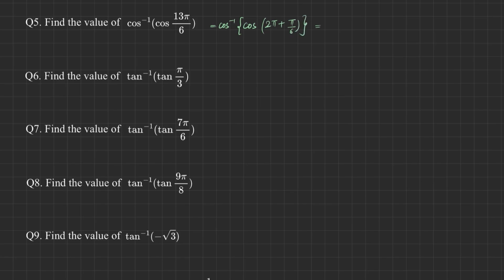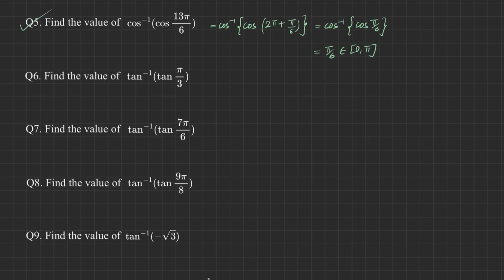So this equals cos inverse cos of pi by 6, because cos of 2 pi plus theta is cos theta, and hence my answer is pi by 6, because this belongs to its principal range, that is the closed interval 0 to pi. So question number 5 is done.